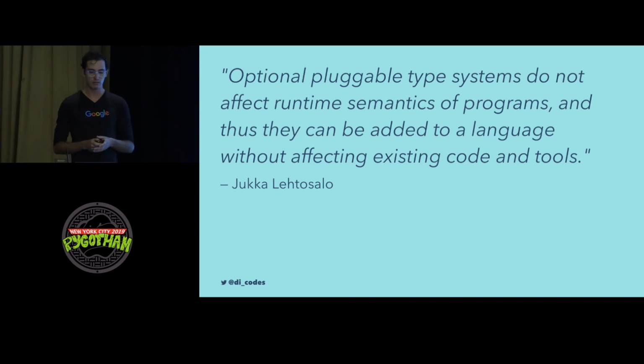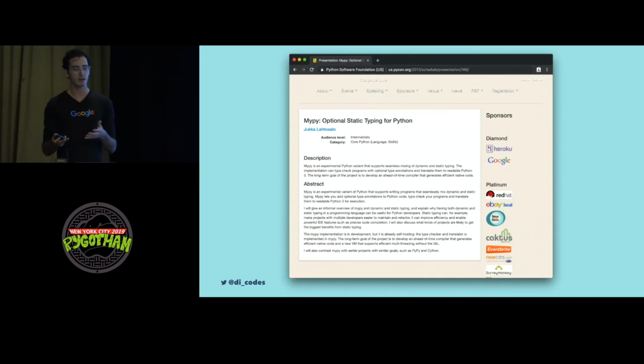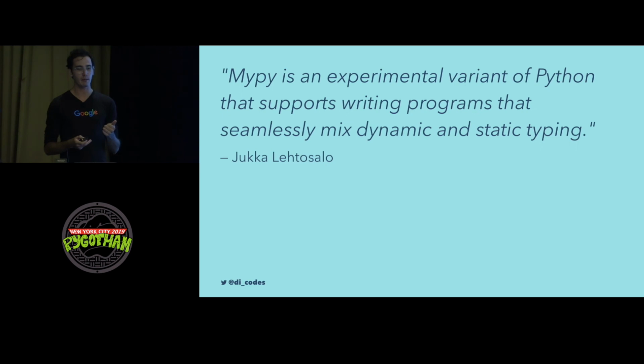And what he did was he took his PhD work and he went to PyCon US in 2013 and he introduced something called MyPy. So if you've heard of MyPy before, what he introduced was not what you've heard of before. In the abstract for this talk, he describes MyPy as an experimental variant of Python that supports writing programs that seamlessly mix dynamic and static typing. So this wasn't a type checker, although it included a type checker. It was actually a variant of Python.